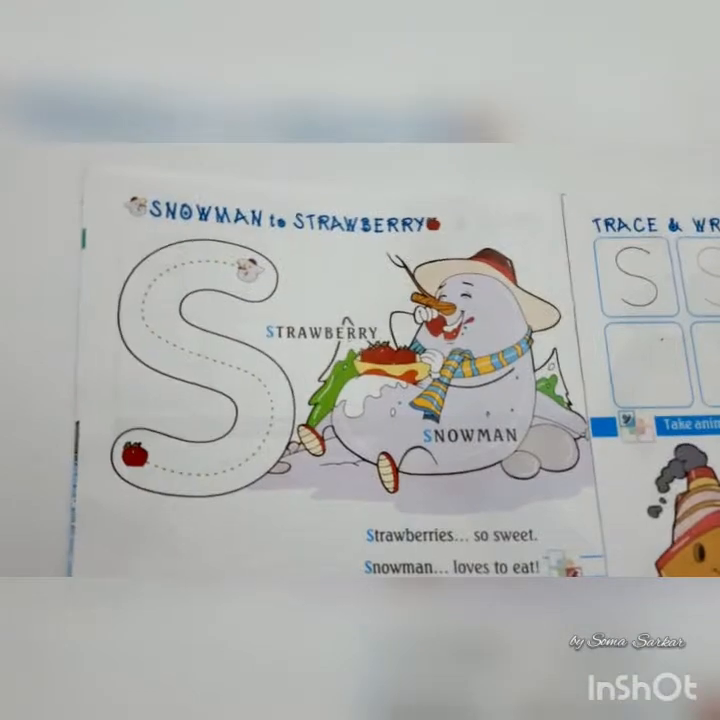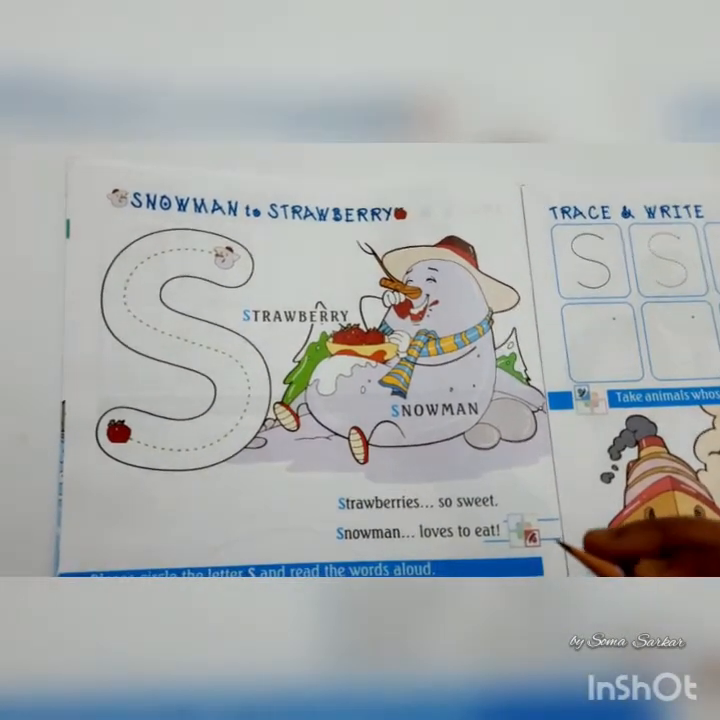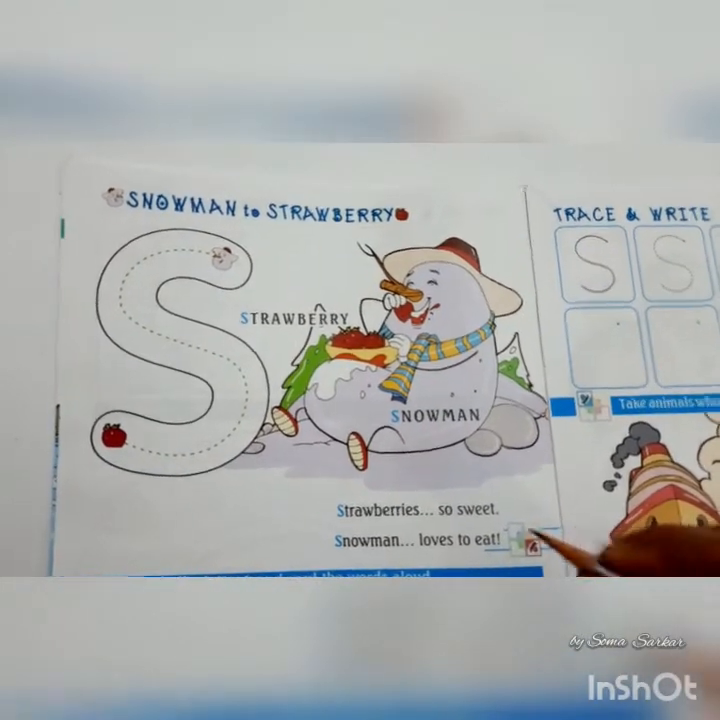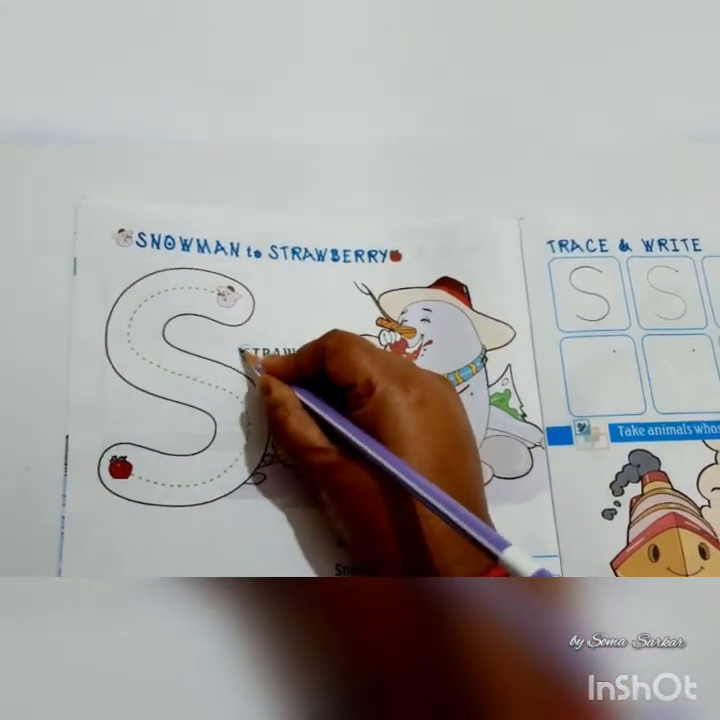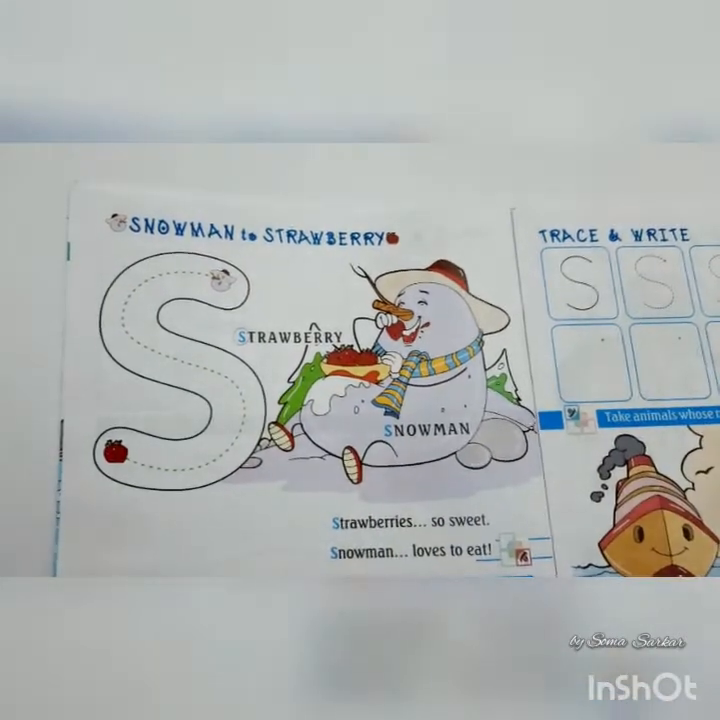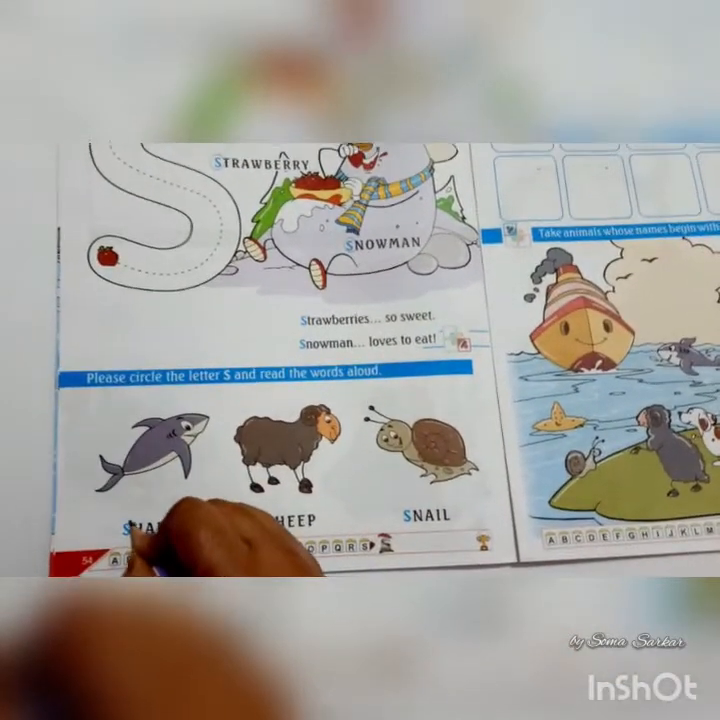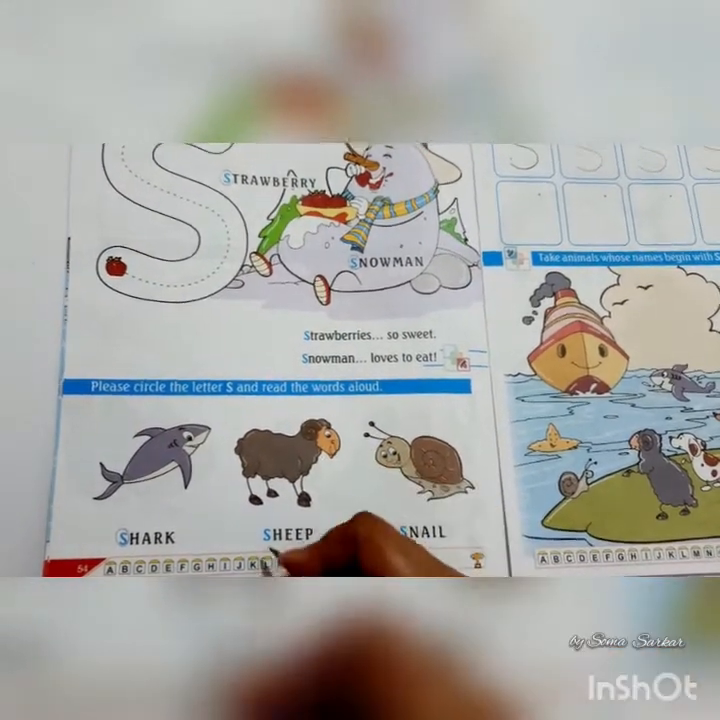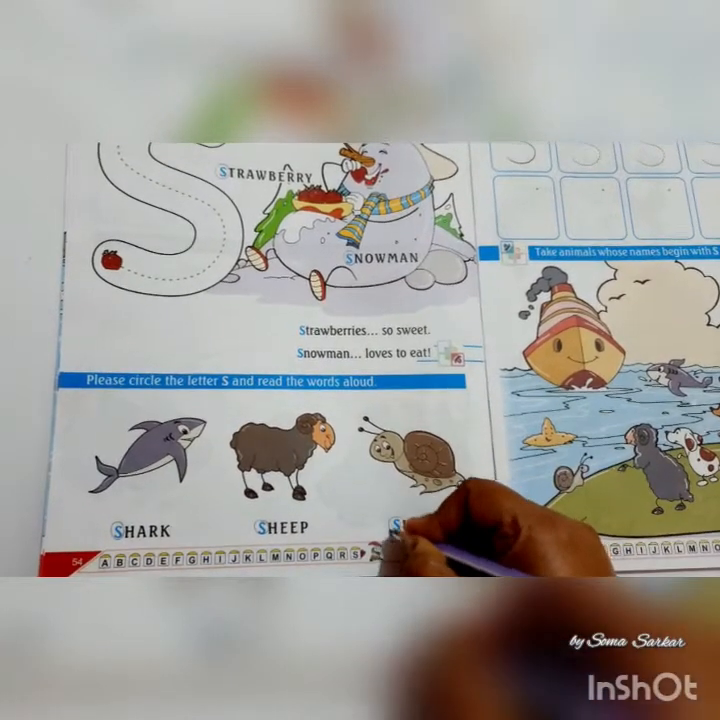Now kids, look at this blue color S. And using your pencil, circle all the blue color S. Okay? So let's start from here. S is for strawberry. S is for snowman. S is for shark. S is for sheep. S is for snail.